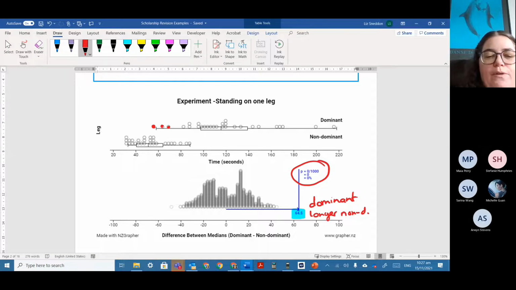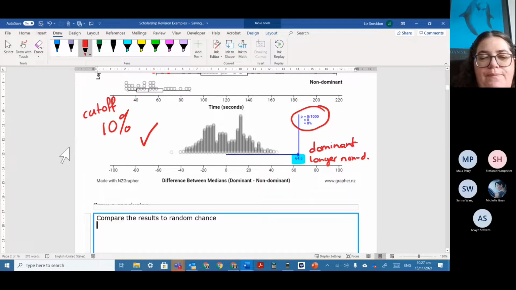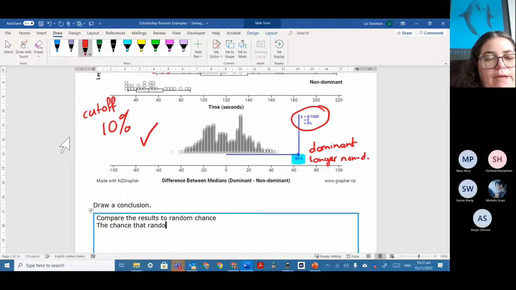And so the cutoff that we look for is 10%. So if our probability is 10% or lower, then that tells me I can conclude, I can make the call that doing this causes that to happen. And so that's what we can say here: the chance that random allocation gives 64.5 seconds or more is 0%.